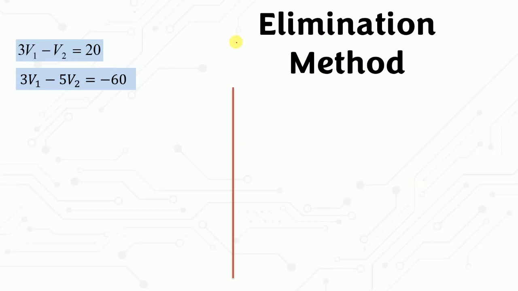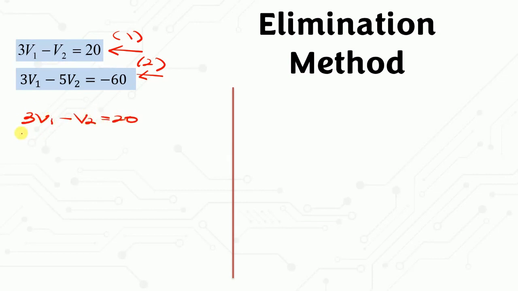Okay, so let me show you how to solve this equation using the elimination method. Let's say you have this as equation 1 and this one is your equation 2. You can eliminate v1 first, and then solve for v2. Then after you get v2, you can substitute the value into one of these equations to get v1.